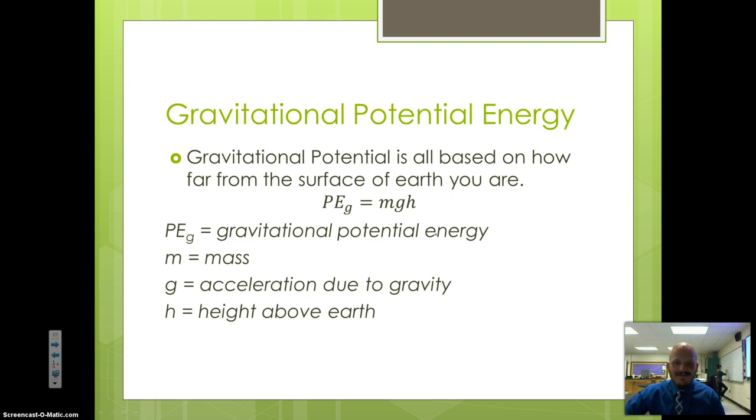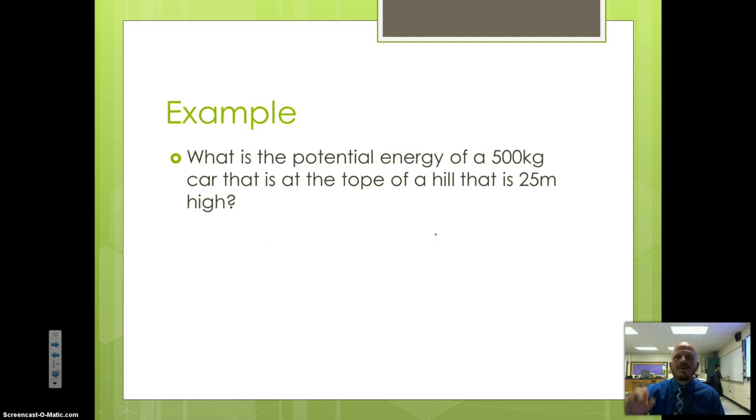I'm not that evil. So to calculate potential energy, it's just mass times gravity times height. So let's look at an example. What is the potential energy of a 500 kilogram car that is at the top of a hill that is 25 meters high? And yes, I still have a typo there.